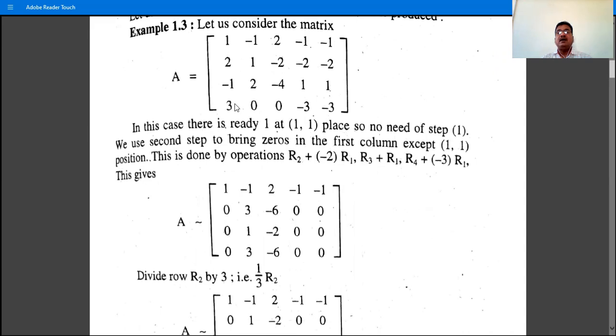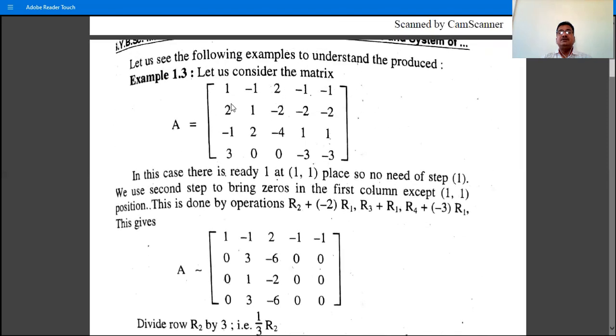And then this element is 3. So multiply the first row, that is 1, by minus 3 and add it to the fourth row. So R4 plus minus 3R1, that is minus 3 plus 3, we have 0. So make this first element 1, then reduce all the elements below that element to 0 by using this 1. Already there is 1, so we have to reduce these 3 elements, 2, minus 1 and 3, to 0 by using this leading 1.